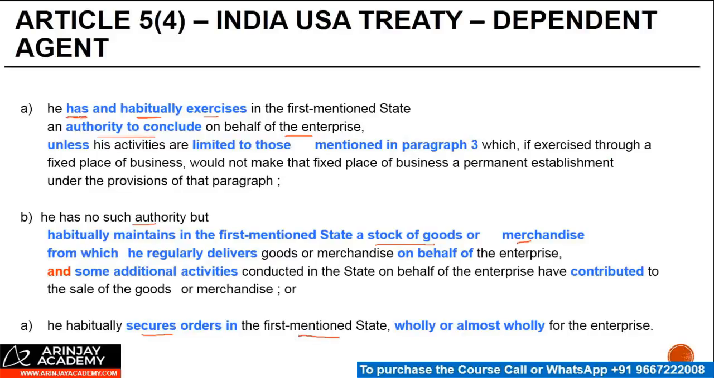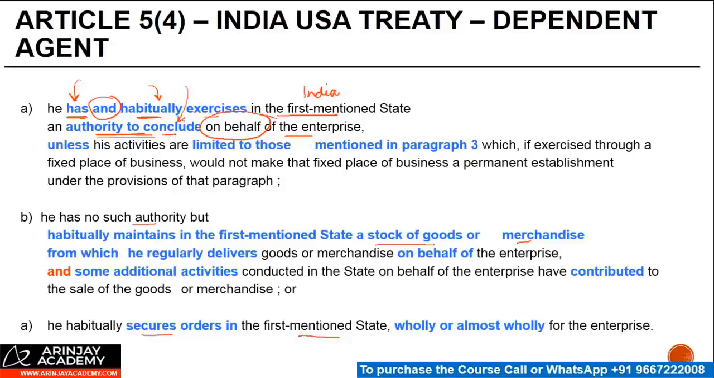So the first clause says he has and habitually exercises in the first mentioned state, which is India, an authority to conclude contract on behalf of the enterprise. So what this means is that the agent, first of all, should have the authority. Whether it is oral, written, formal or informal doesn't matter. He should possess the authority. And second, mere possession is not complete. He should habitually exercise that in India. And what's the authority? To conclude contracts.